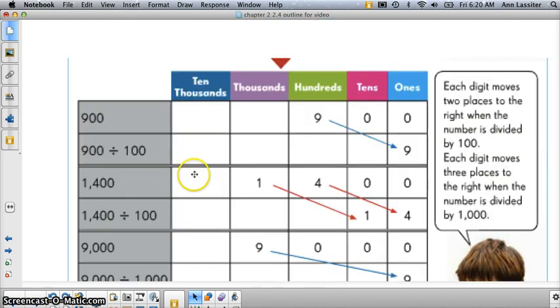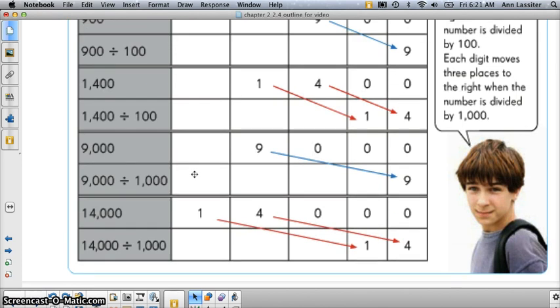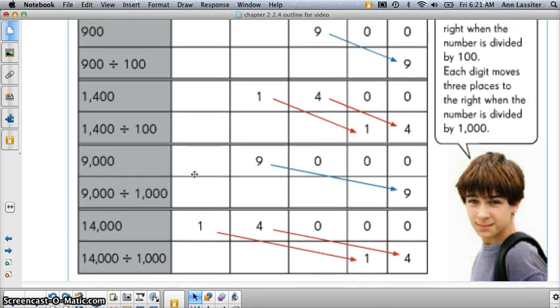Again, the same type of picture, except this time they're using the digits themselves instead of the pictures. The longer arrow represents a bigger divisor. You're dividing by 1,000 when the arrow is moving 3 spaces. When it's moving 2 spaces, we're dividing by 100.